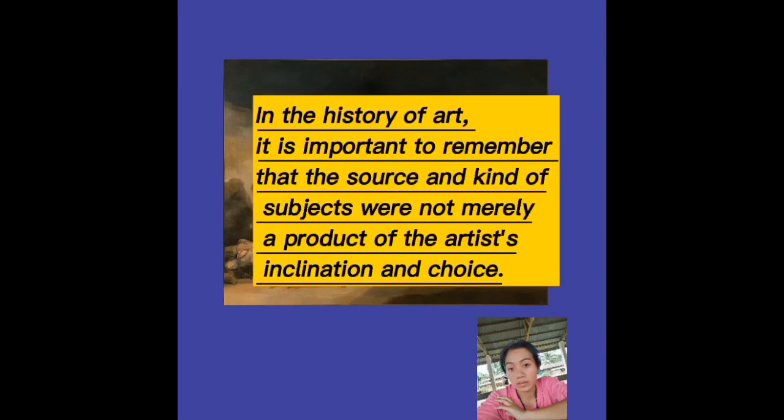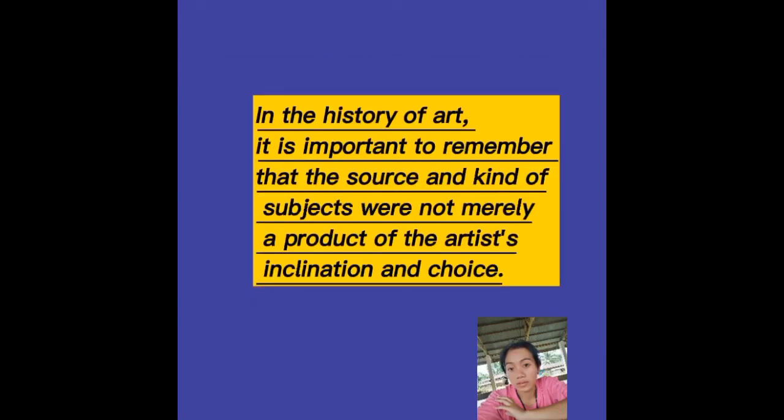So in the history of art, it is important to remember that the source and kind of subjects were not merely a product of the artist's inclination and choice. For instance, a particular kind of subject and the way it is visually translated may be traced in relation to the art patrons, which means those who commission the artworks, the favored artistic style and canons, and more importantly, the norms and trends prevailing in the arts milieu.